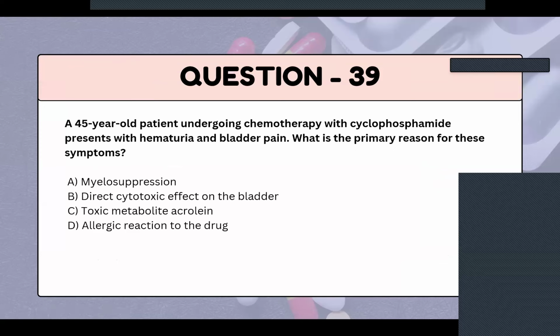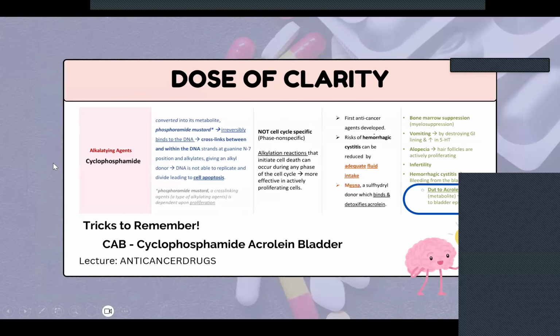So cyclophosphamide is converted into acrolein, which is toxic to bladder epithelium, and that causes hemorrhagic cystitis. And how can we treat that? Mesna, perfect. Yes. So you give adequate hydration and mesna, which can help with this side effect. And a trick to remember this is CAB. So C stands for cyclophosphamide, A acrolein, and that has an effect on bladder, B.